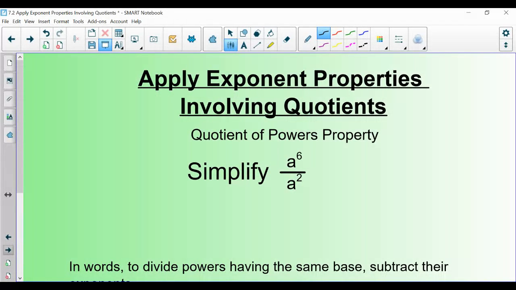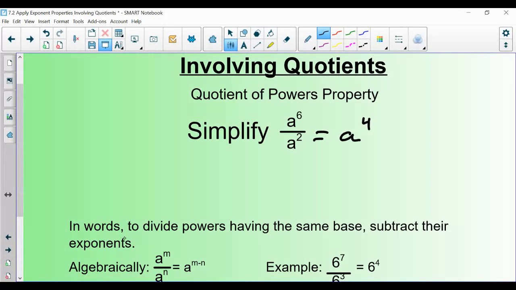What our first property states is called the quotient of powers property. It states that if you have something being taken to a power, and that is being divided by that same base being taken to another power, when you are dividing with the same base, you would subtract their exponents here and get a to the fourth. I have that broken up in words. To divide powers having the same base, we got powers with the same base a and a, subtract their exponents, a to the fourth.